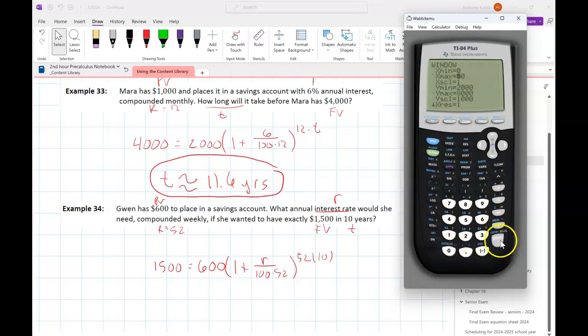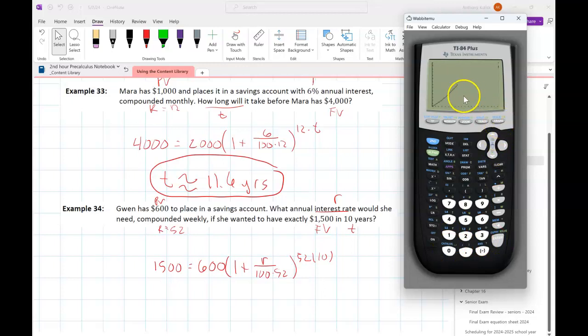So I'll go 0 to 20. A 20% interest rate would be absurd. Nobody's getting a 20% interest rate. My Y min should be 600. That's the least amount I'm ever going to have in my account. My Y max needs to be bigger than 1,500. I'm just going to make it 2,000. That ought to do her.